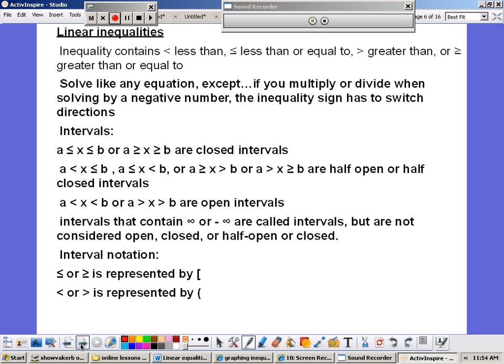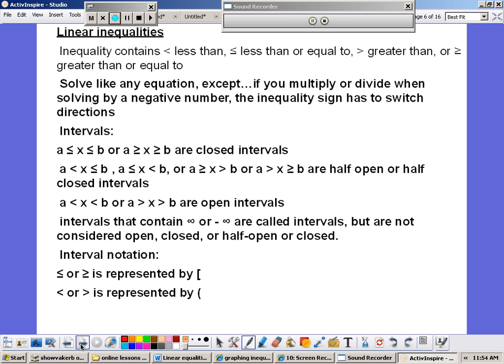Intervals. a is less than or equal to x, which is less than or equal to b. I have an equal to on both ends. That's called a closed interval. If I have an equal to on one end and not an equal to on the other end, it's called a half open or a half closed interval. And if I have no equal to's on both ends, they're called open intervals. An interval that contains infinity or negative infinity is just called an interval, and they're not considered open, closed, or half open or closed.